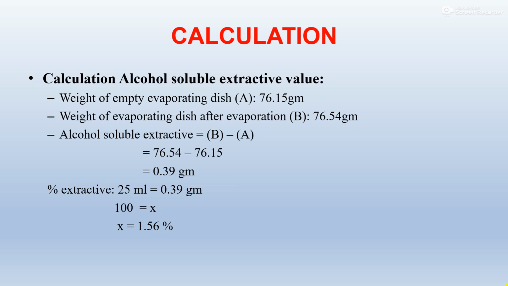Similarly, the calculations were performed for alcohol soluble extractive value. The weight of the empty evaporating dish was noted as A, obtained 76.15 gram. Then the weight of the evaporating dish after evaporation was obtained as 76.54 grams. Then the alcohol soluble extractive value was calculated by subtracting A from B, and the value obtained was 0.39 gram. In the same way, the percent extractive of alcohol soluble extractive was calculated and the value obtained was 1.56%.